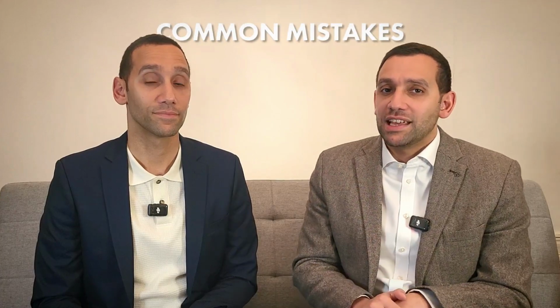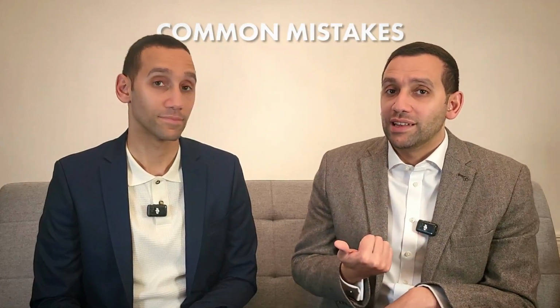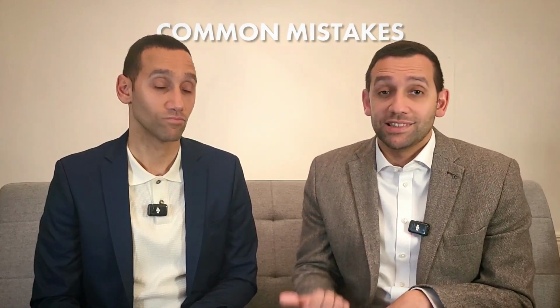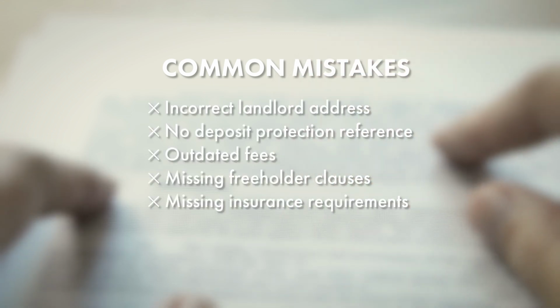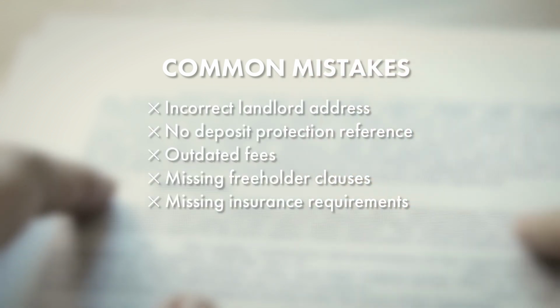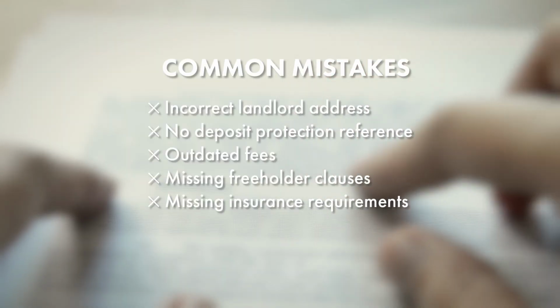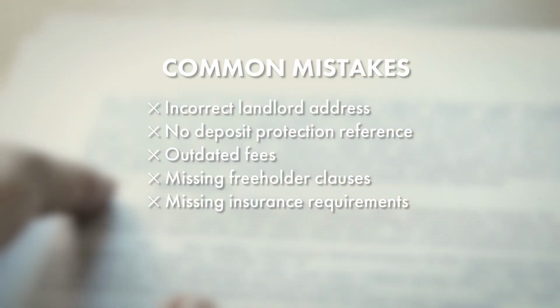Other common mistakes include not specifying the correct landlord's or agent's address, which can make a Section 8 notice invalid, failing to reference deposit protection, or including outdated fees that are no longer permitted, which we see in old copy and paste tenancy agreements. These fees don't mean anything, and hopefully landlords don't act on them because they would be opening themselves up for litigation. Also, not including any relevant clauses from the freeholder or insurance provider. Even a small error can lead to major legal implications if you ever need to regain possession.